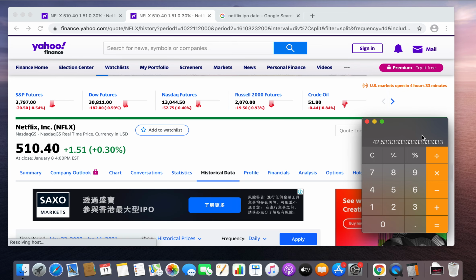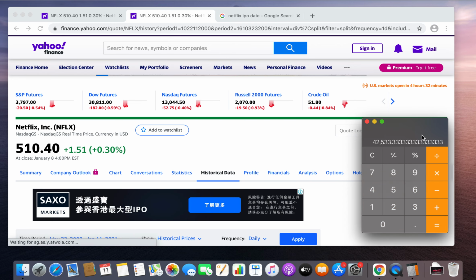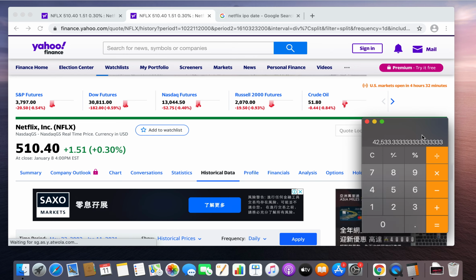So in other words, if you used $100 and invested in Netflix on the first day of the IPO at the closing price, and you held it up until now, January the 8th, 2021, those shares would have multiplied to 83.33 shares, and they would be worth $42,533.33.